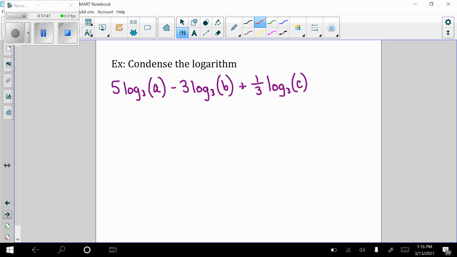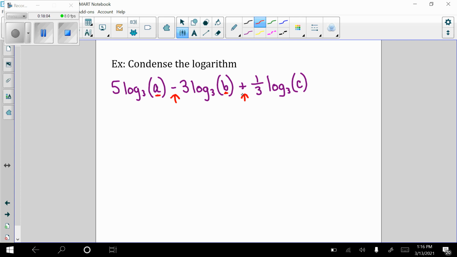Okay, so this one we're going to condense. So now we're going to use our properties and go backwards. So right here, I see I'm going to have to use my quotient property and divide the a and b. And here I'm going to have to use my product property. So I have to be careful.